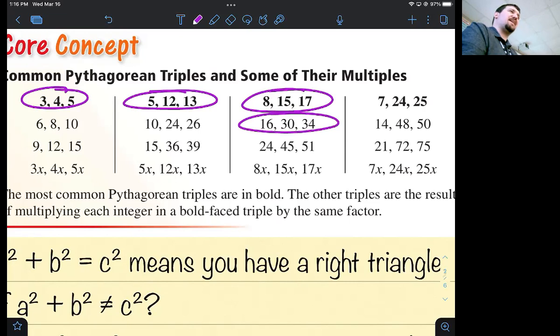Was it the capture the flag problem that we did with your base and their base? I can't remember where it was, but there was a multiple of one of those that showed up.